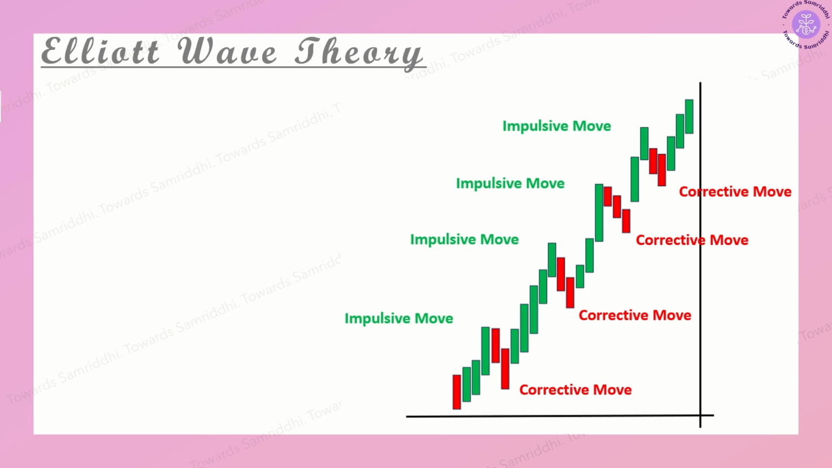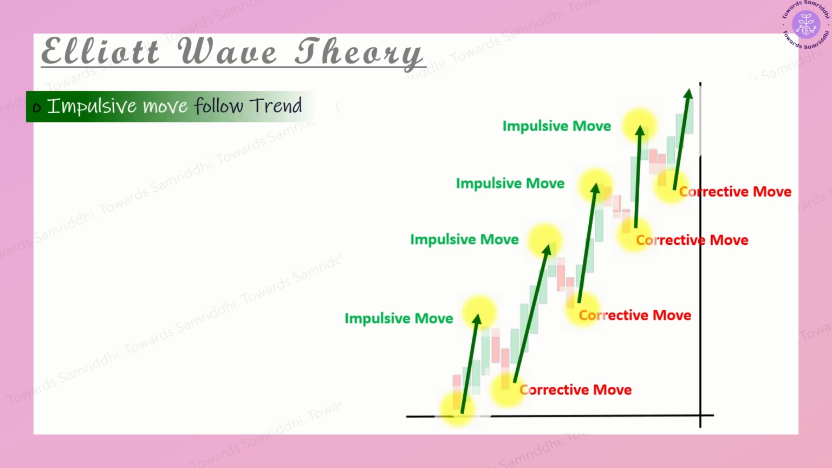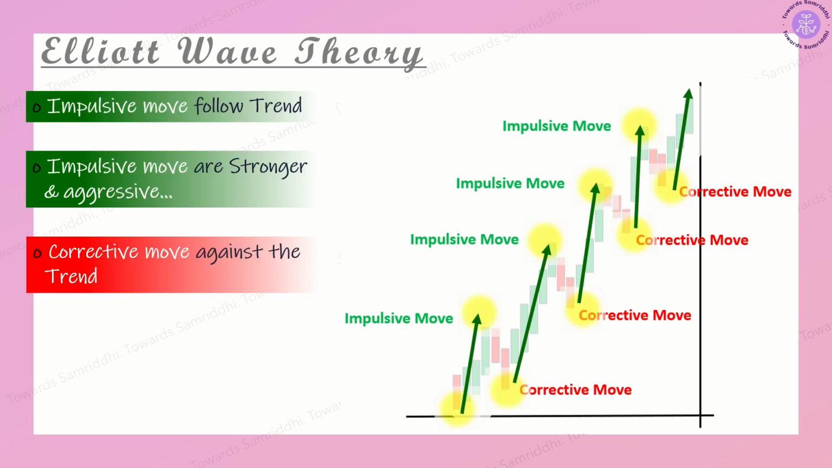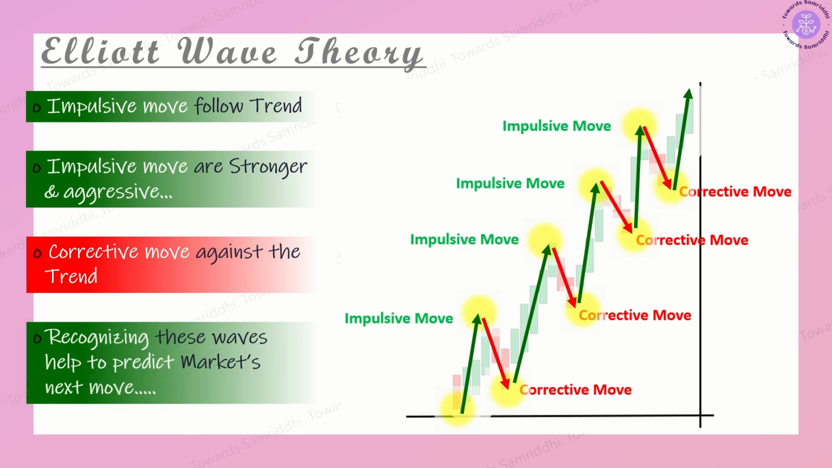In Elliott wave theory, impulsive waves follow the trend, driving prices up in uptrends and down in downtrends. Corrective waves move against the trend. Impulsive waves are stronger and more aggressive, often with larger candlesticks. Recognizing these waves helps you predict the market's next move and stay on the right side.